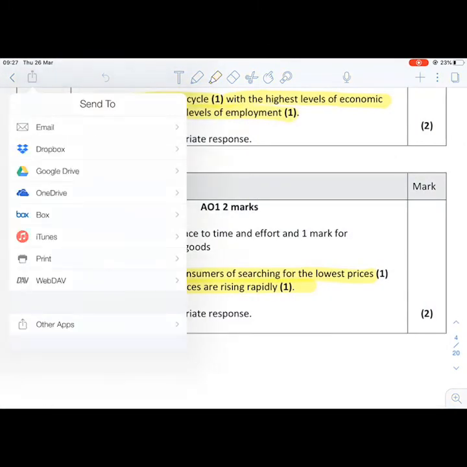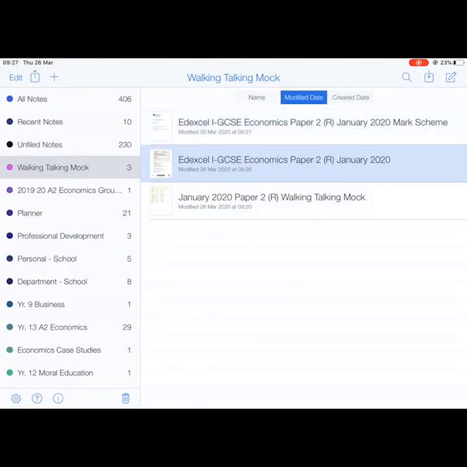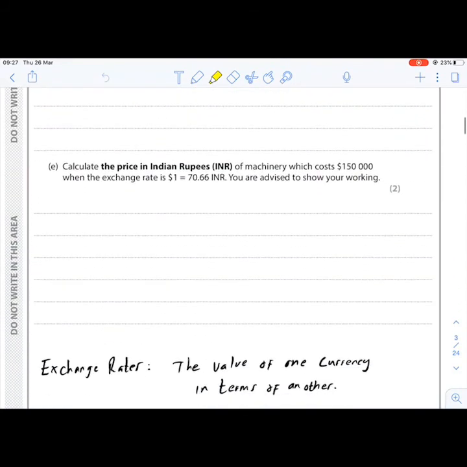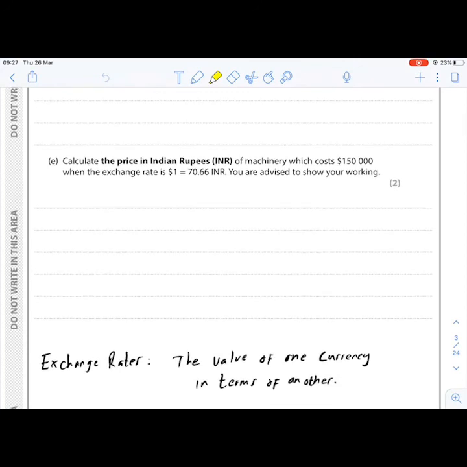Okay, going back to the exam paper. Okay, the next question. Calculate the price in Indian rupees of machinery which costs $150,000 when the exchange rate is £1 to 70.66 Indian rupees. Now, you are advised to show your working out, so that's really important.